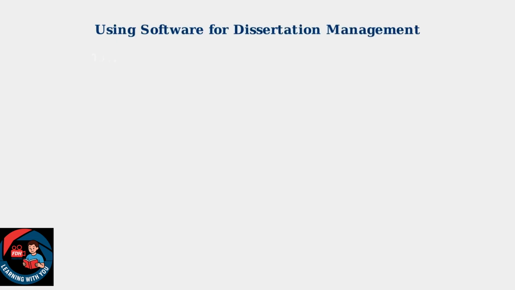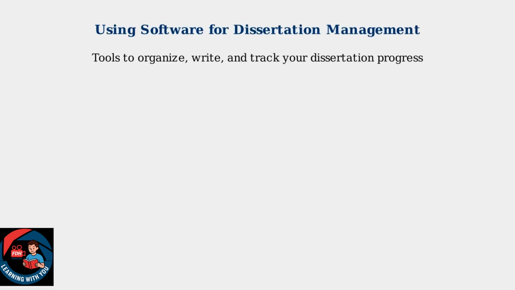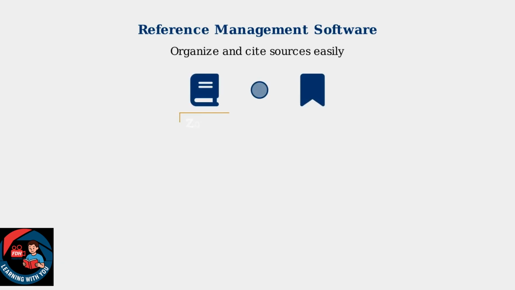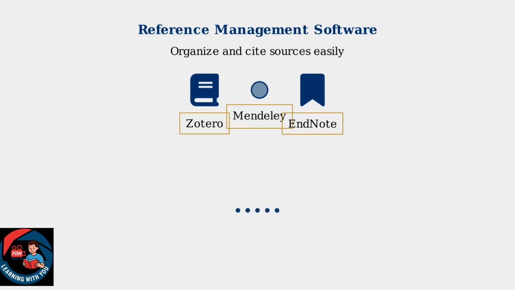Software tools can greatly assist with managing the complex process of writing a dissertation. These tools help organize sources, streamline writing, and track progress effectively. Reference management software helps organize your research sources and generate citations automatically. Popular options include Zotero, Mendeley, and EndNote.